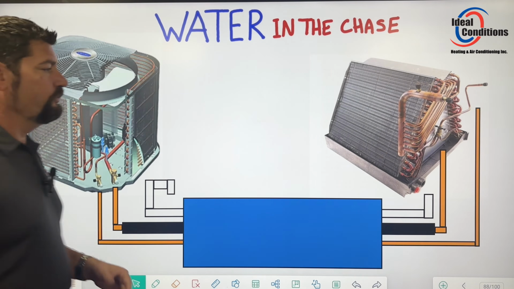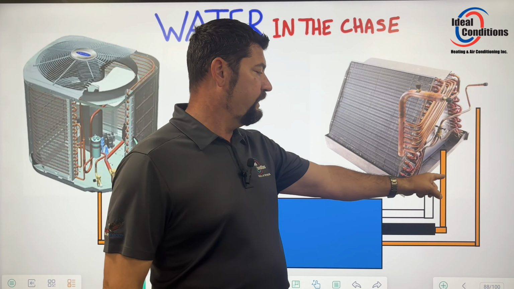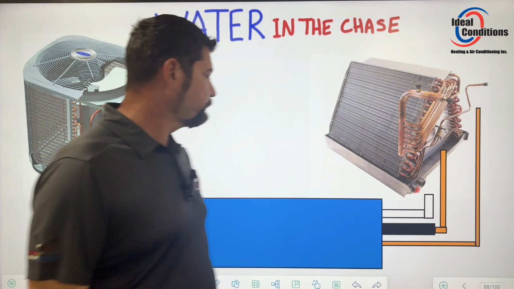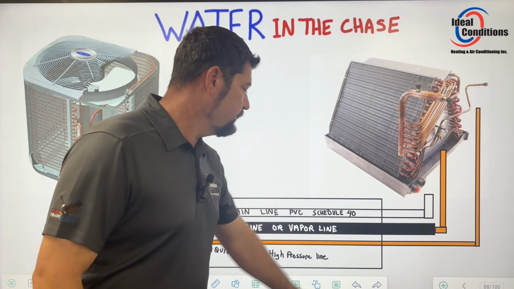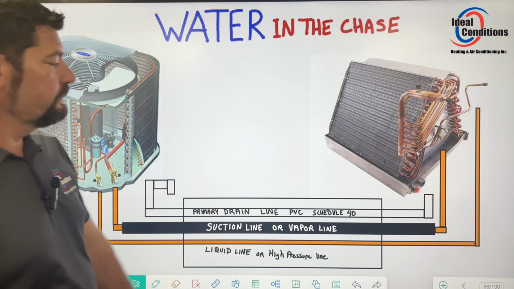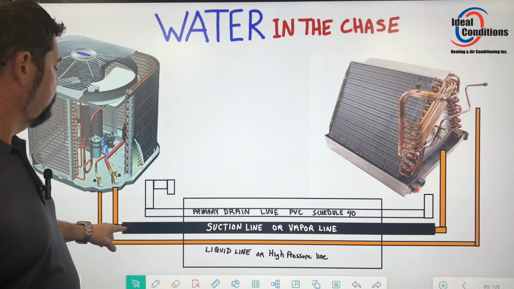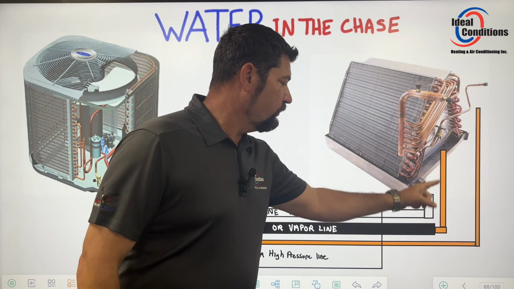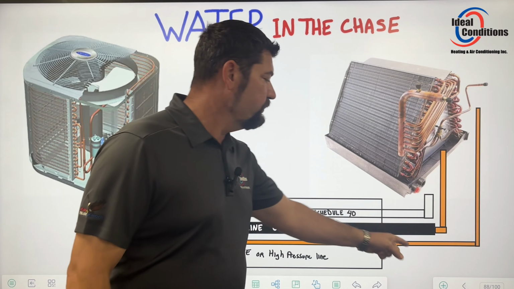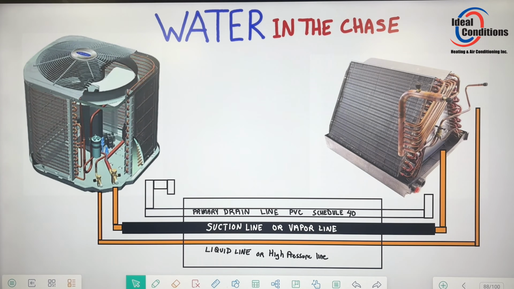What you want to do is measure your superheat here. Now, the difference between the superheat measured here and the superheat measured here, I'm going to take that last step out. If you have no water in the chase, you shouldn't have any differential, right? Because you have armor flex insulation on all your copper, and that's helping you keep the same temperature from the air handler all the way to that condenser, right?